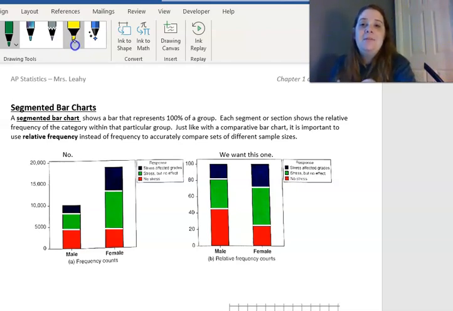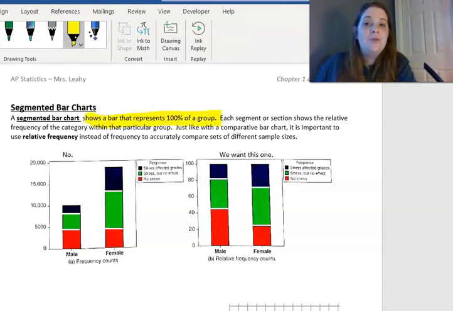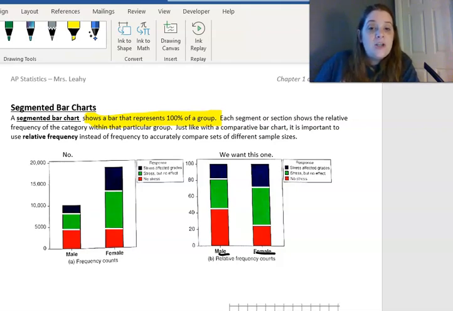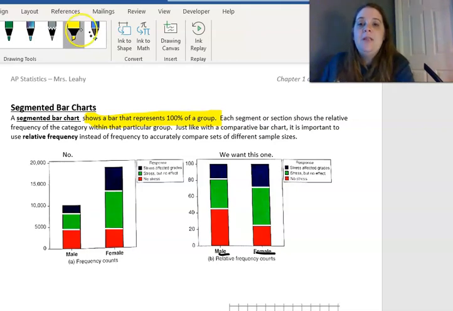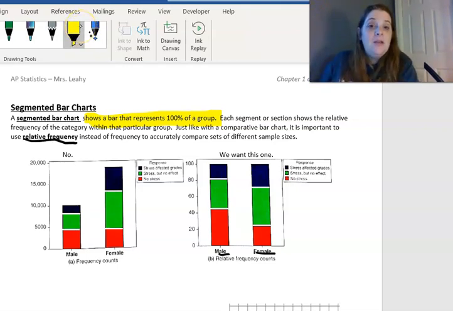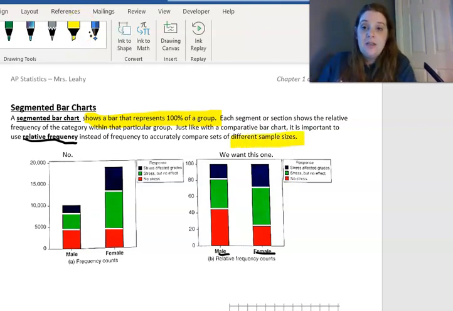So in making a segmented bar chart, you're going to have a bar that represents 100% of a group. Here I have males and females, and they both are 100%. Each section shows the percent of that subgroup that falls in our second variable's categories. It's really important to use relative frequency instead of frequency, because almost always you're going to have different size groups.